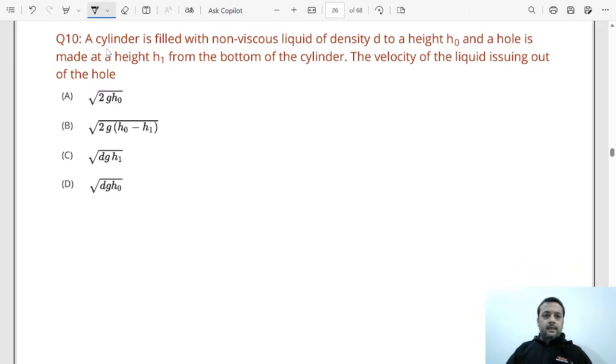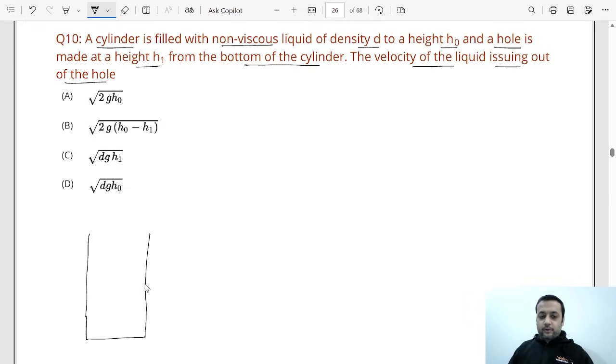All right. In this question, there is a cylinder which is filled with non-viscous liquid of density d to a height h0, and a hole is made at a height h1 from the bottom of the cylinder. The velocity of the liquid issuing out of the hole. A very easy question. I think all of you would have done that, provided you know Torricelli's equation.